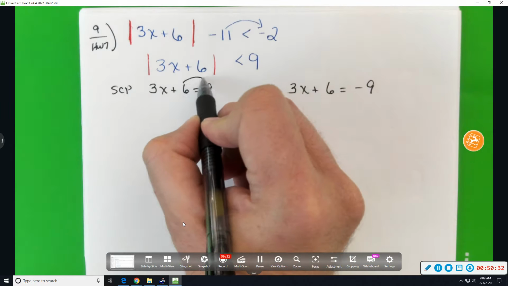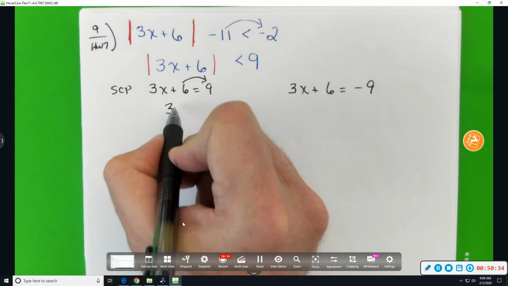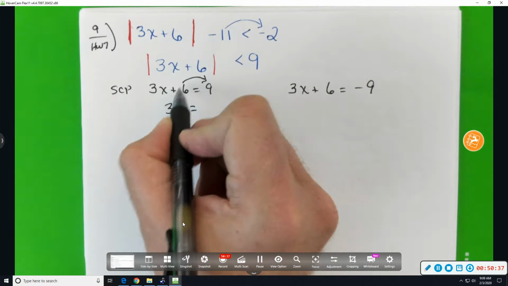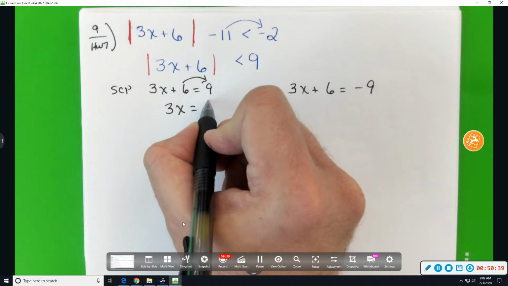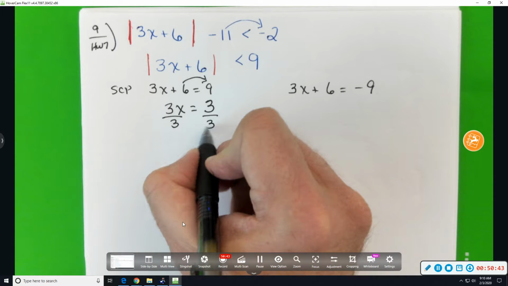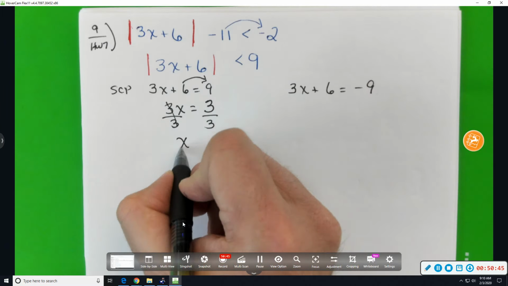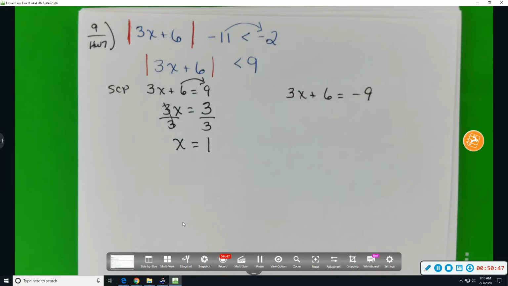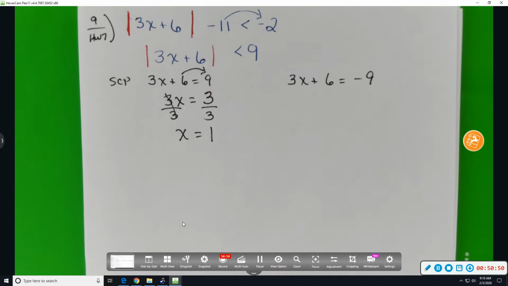So I'll move the 6 over. Let's see, 9 minus 6, is that going to be a 3 over here? And then divide by 3. So the first cut point I'm getting there is a 1.